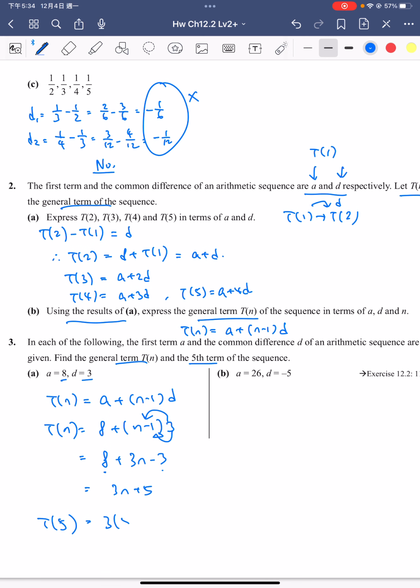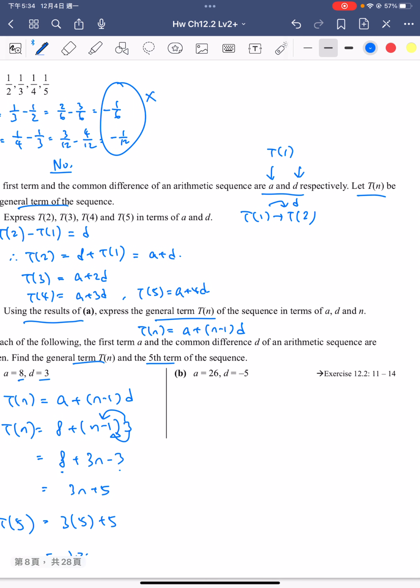We have 3 times 5 plus 5, giving you the answer of 20. Okay, so part B is the similar one. So pause the video, try to do it by yourself. Okay, so now we have this Tn is equal to a plus (n minus 1)d. It's always starting from this formula.